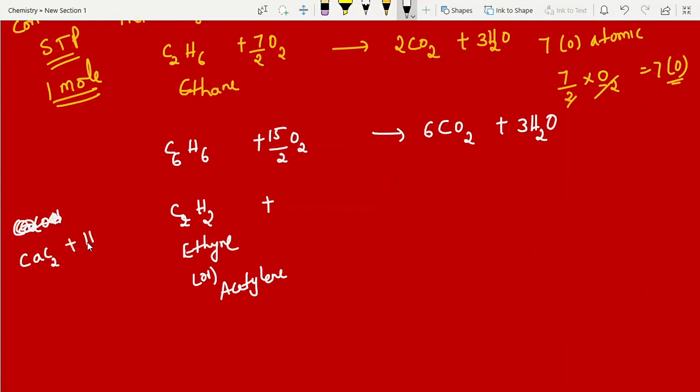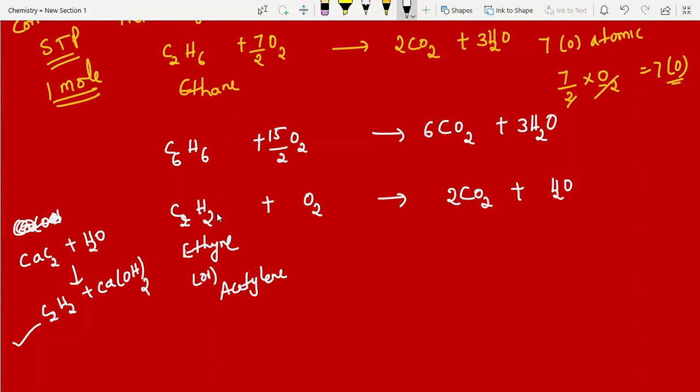So this is C2H2 with calcium hydroxide. This is an important one. Clear. Now I am doing combustion. Same story, CO2 plus water. Clear, students? So how many moles here? Here 2 hydrogens, balanced. Oxygen: 2 twos are 4, 4 plus 1, 5, 5 by 2. That's it, students. Like this we can work out the combustion reactions.